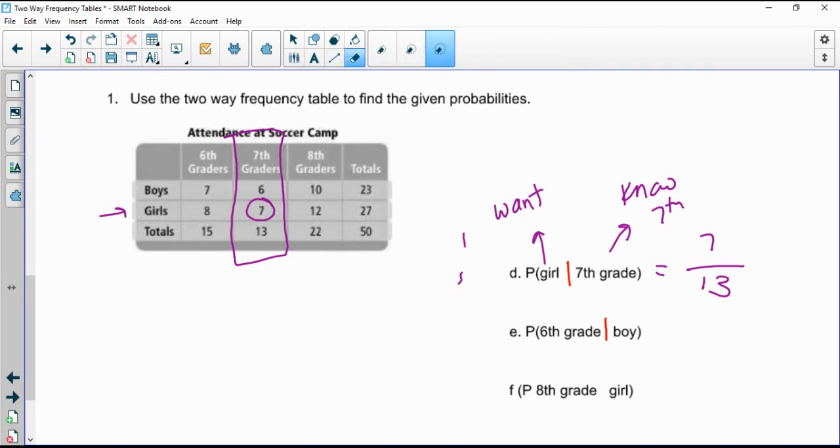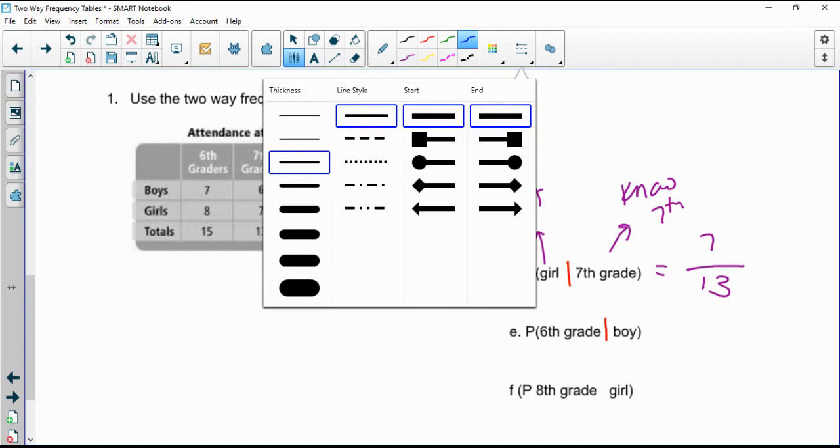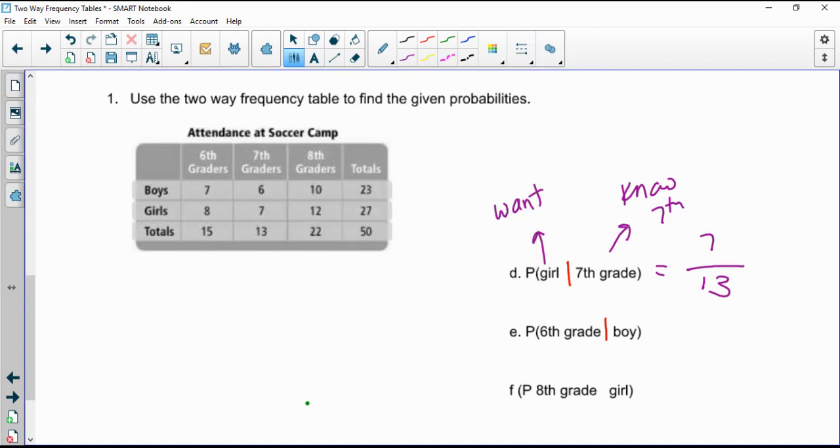This next one says we want to know about 6th grade, and we know for sure they're a boy. So if we know for sure this person is a boy, all we're looking at is the boy row. That total is 23. Okay, so our total is going to be 23. And then all we care about of the boys, of those 23, we only care about the 6th graders. There are 7 of them. So 7 out of 23.